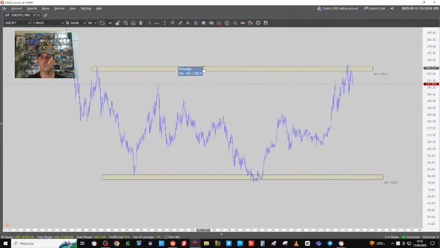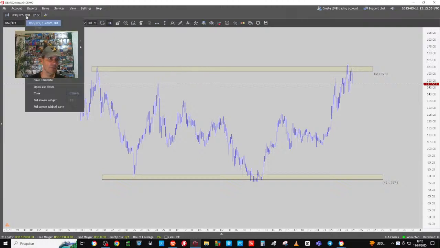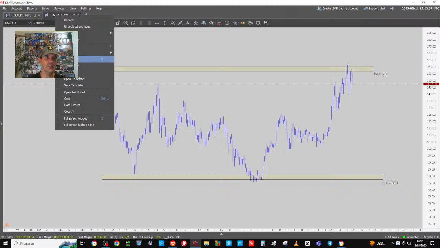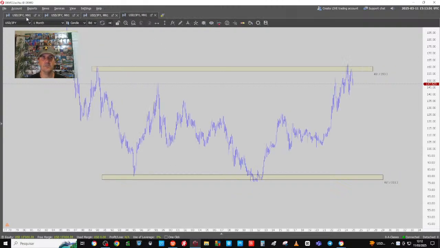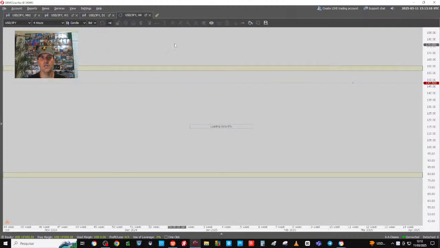Now on TradingView you are going to right click, sync in layout. On JForex I'm going to clone chart, and clone chart, and clone chart. Okay, and I'm going to have the monthly, and then I'm going to have the weekly, and then I'm going to have the daily, and then I'm going to have the 1 hour, 4 hour, whatever.